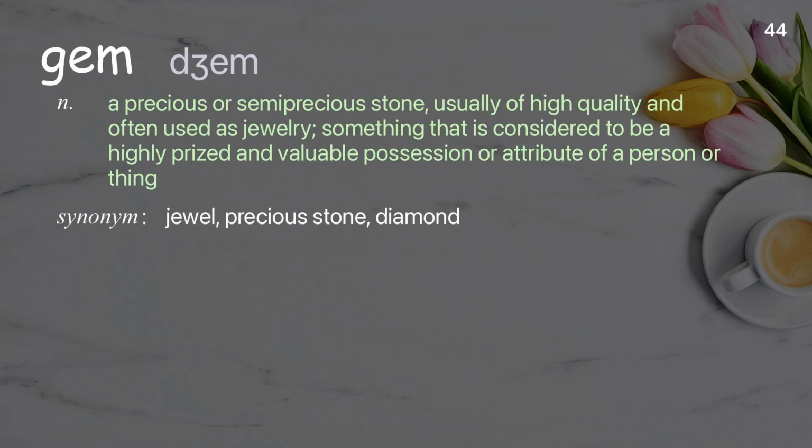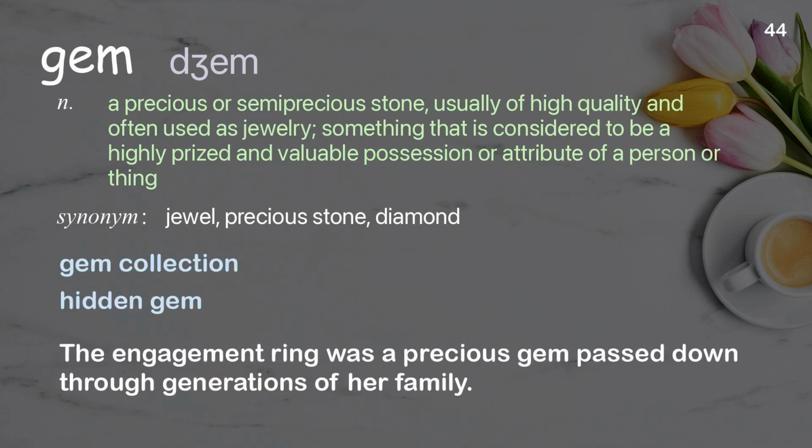Gem. A precious or semi-precious stone, usually of high quality and often used as jewelry, something that is considered to be a highly prized and valuable possession or attribute of a person or thing. Examples: gem collection, hidden gem. The engagement ring was a precious gem passed down through generations of her family.